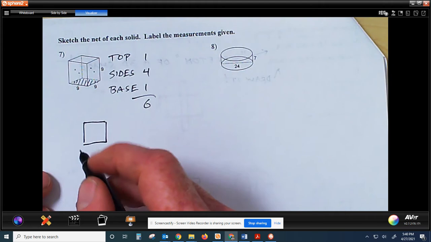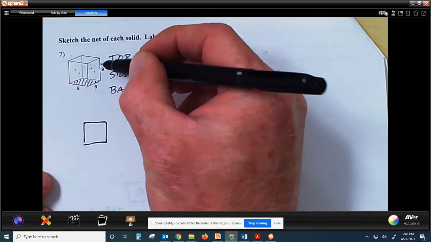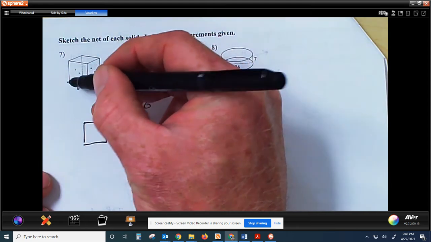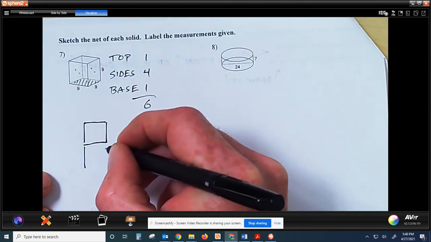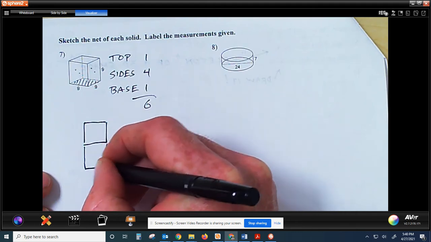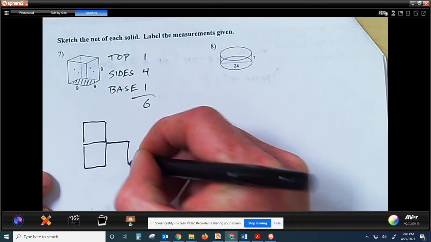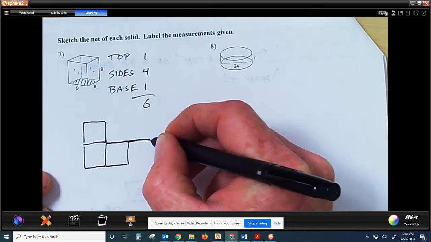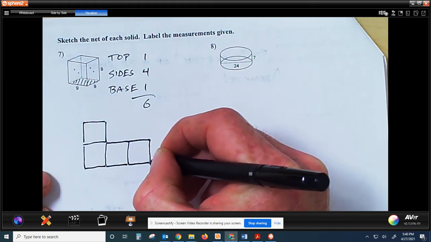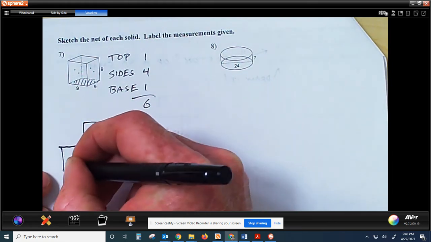Below that square would be the sides. And there are four of them, and they are attached to each other on the side. So I'm going to draw another 9 by 9 here, and I'm going to start putting others next to it. And hopefully in the room there are some example nets for you to kind of stare at for these different shapes.